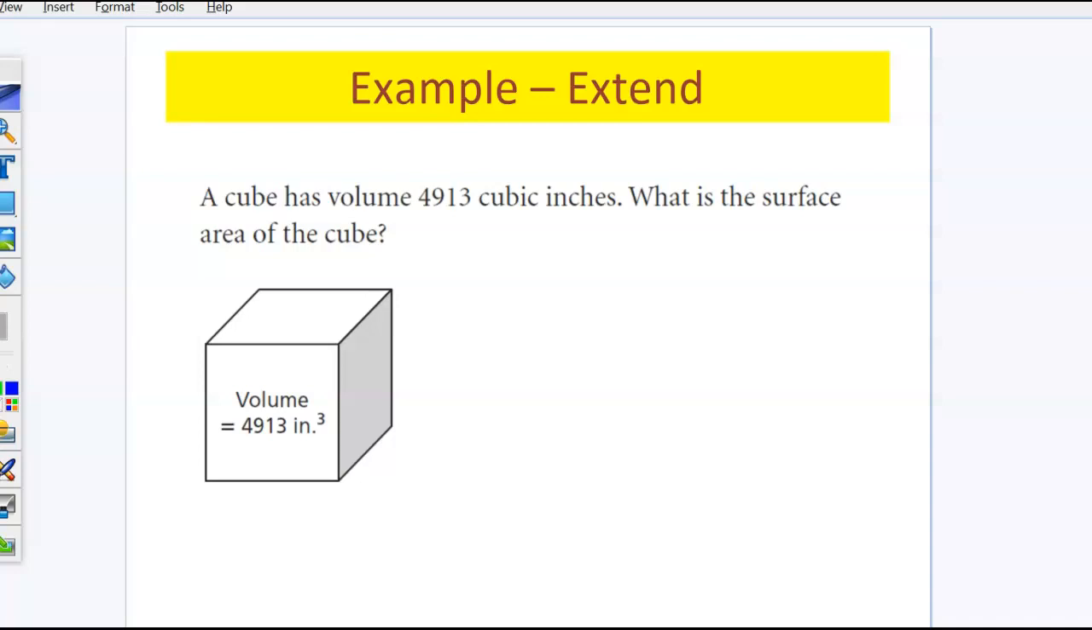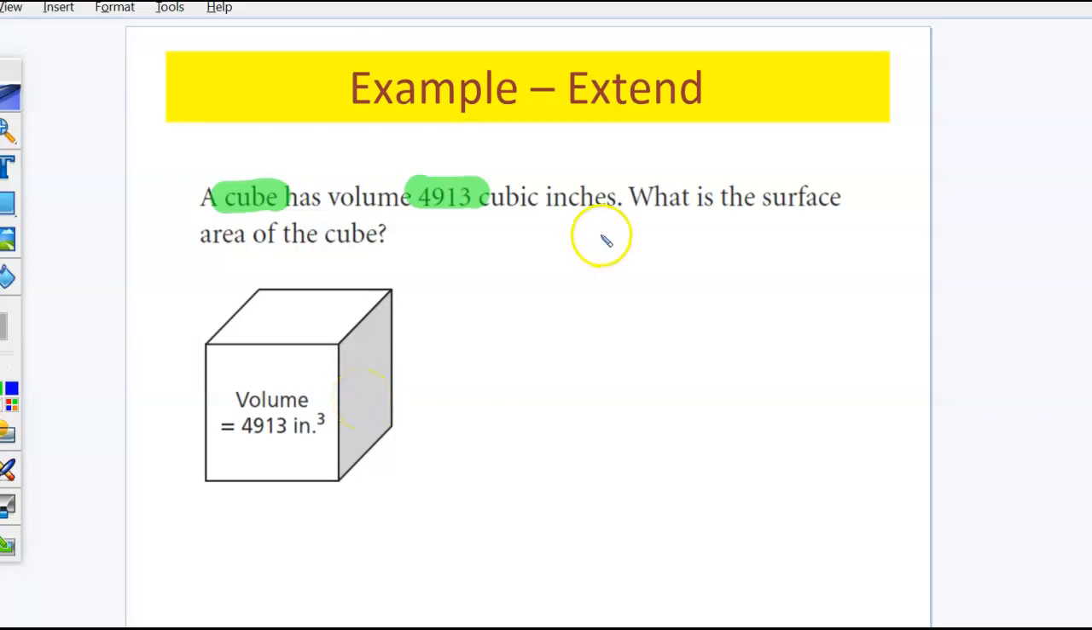All right, our last example is a bit of an extension problem, and it says we have a cube, and the cube has a volume of 4,913 cubic inches. What is the surface area of the cube? Okay, well, the key word to this problem is cube, and we know that a cube, we talked about that earlier, has all side lengths that are the same.